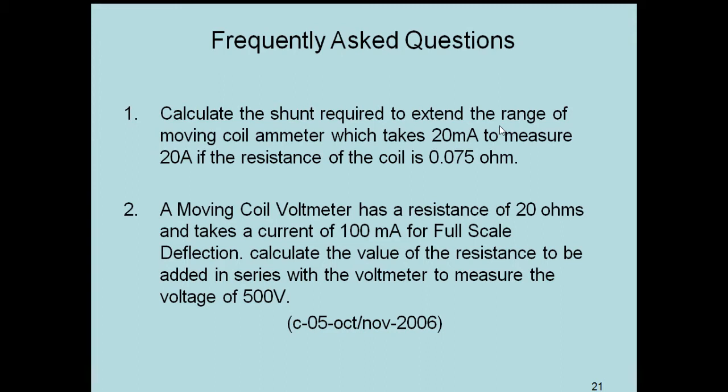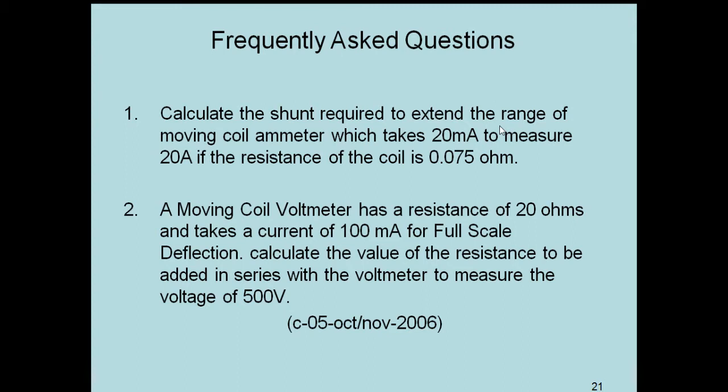Another problem. A moving coil voltmeter has a resistance of 20 ohms and takes a current of 100 milliamperes for full scale deflection. Calculate the value of resistance to be added in series with the voltmeter to measure a voltage of 500 volts. Okay, so actually the meter range is Im into Rm, that is 100 milli into 20 ohms, so it will be 2 volts.